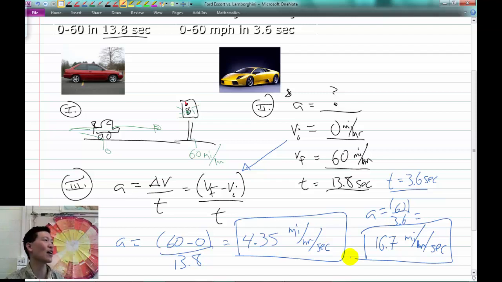So now if you look at this, there's a way to quantify the acceleration of the two cars. Looks like the Lamborghini has about 4 times the rate of acceleration. Isn't that crazy? So if we round off 16.7, let's just round it off to 17 miles per hour per second. What that means is after 1 second, the Lamborghini can go what? Like 17 miles per hour, right?